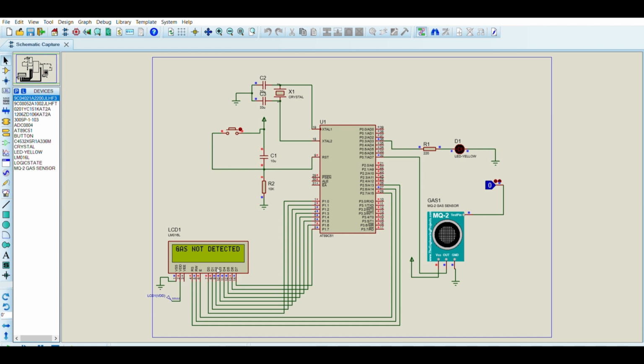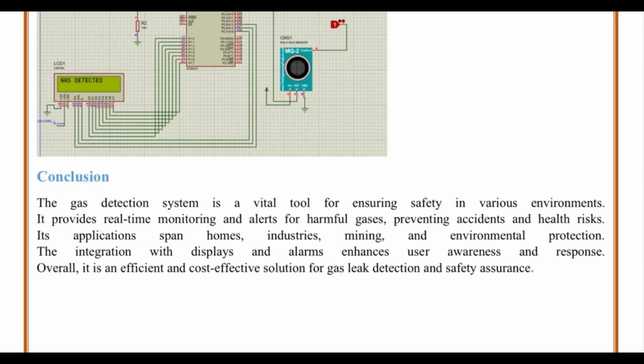The LCD is connected to port 1 of the microcontroller and is controlled through RS, RW and E pins from port 2. Proper initialization commands are sent at the start to configure the LCD in 8-bit mode. This setup is a basic safety alert system useful in kitchen or industrial areas where gas leaks need immediate attention.